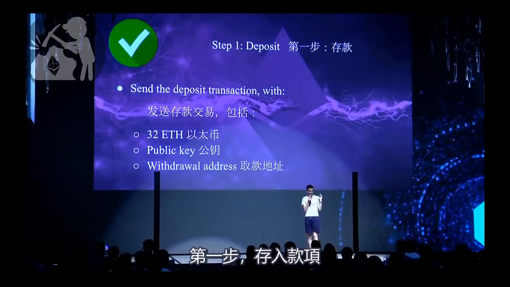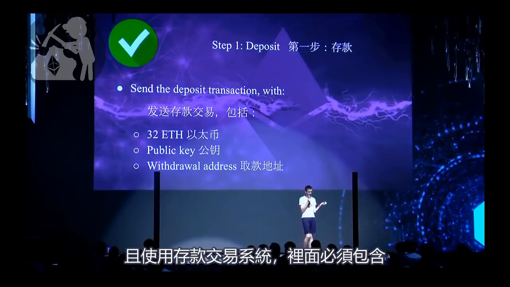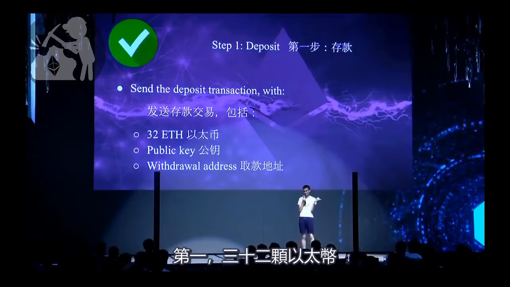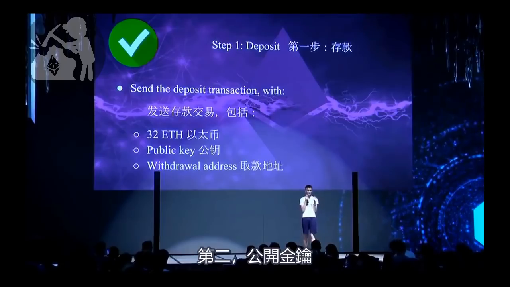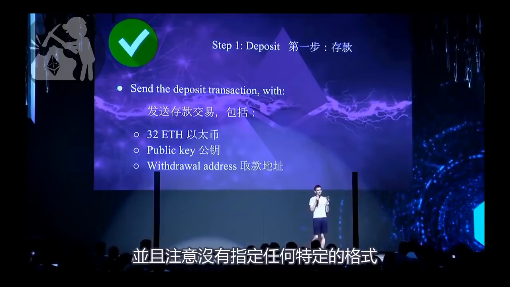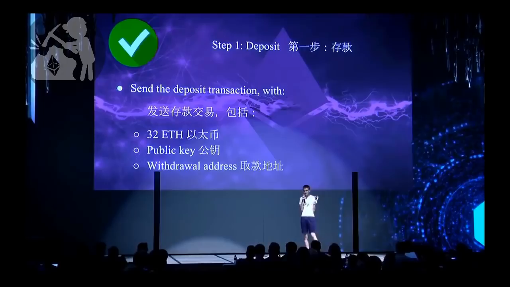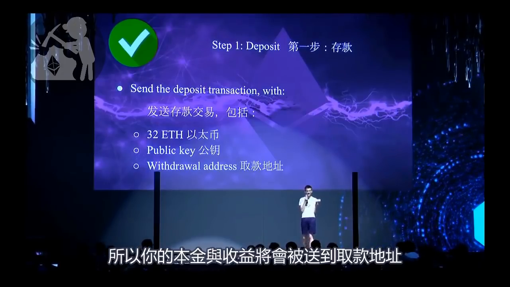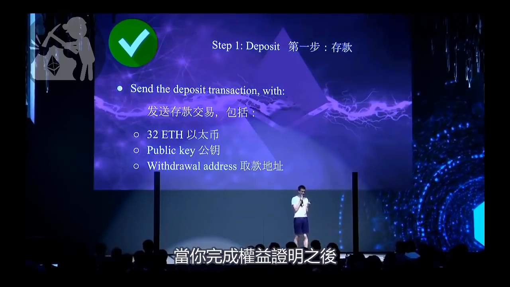So step one, deposit, right? Basically you deposit your 32 Ether, and you do that by sending a deposit transaction that includes, first of all, the 32 Ether, which is the size of a validator slot. Number two, public key. And notice I'm totally not specifying anything about signature algorithms here. Just try to think about this very generically for the moment. And number three, your withdrawal address. The withdrawal address is where the money will go, plus rewards minus penalties, when you're done staking it.